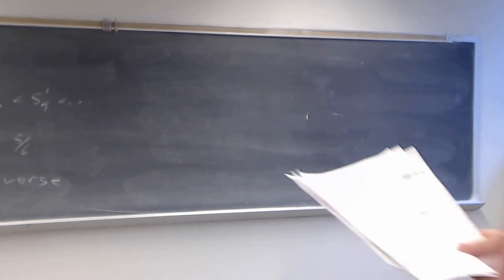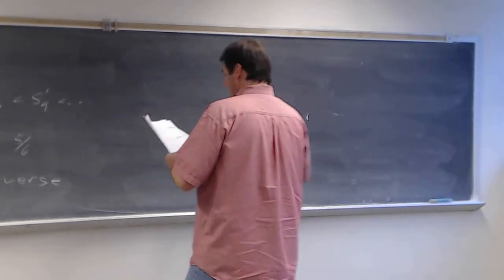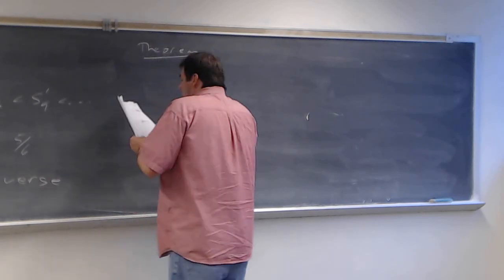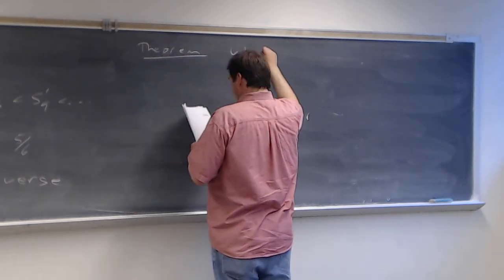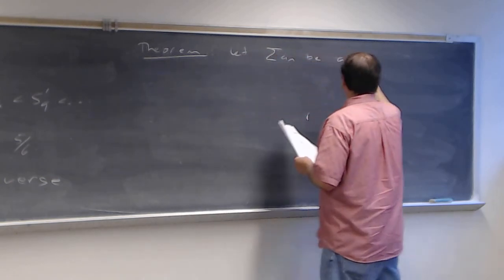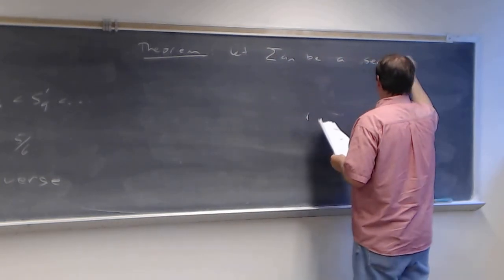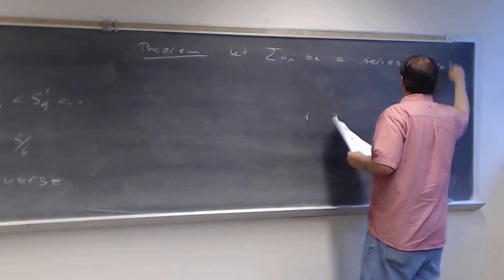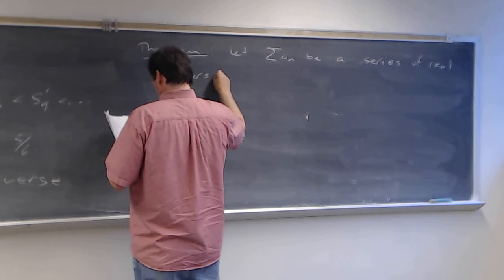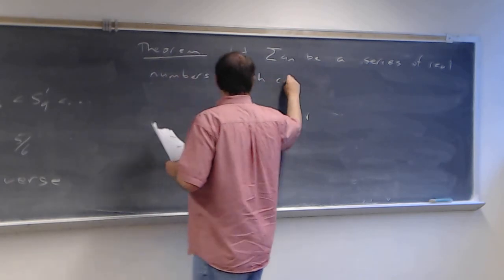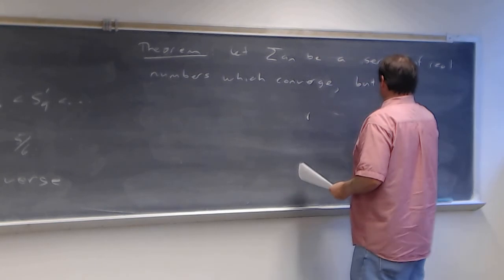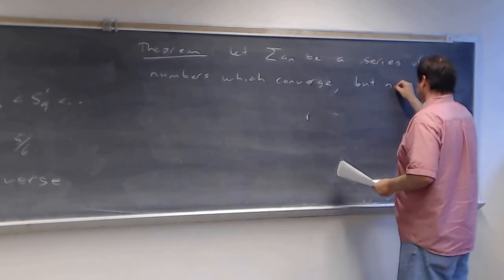Okay. A theorem that I'm just going to state without proof: if we let the sum of the a sub n's be a series of real numbers, which converge, but not absolutely. So they converge non-absolutely.